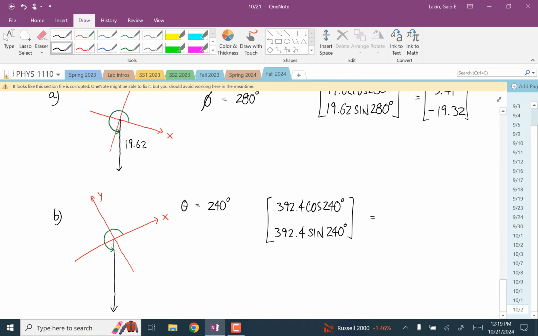And I got negative 196.2 for x and negative 339.83 for y. Does it make sense that we have two negative components? Yeah, because in this rotated coordinate system, we're in the third quadrant.